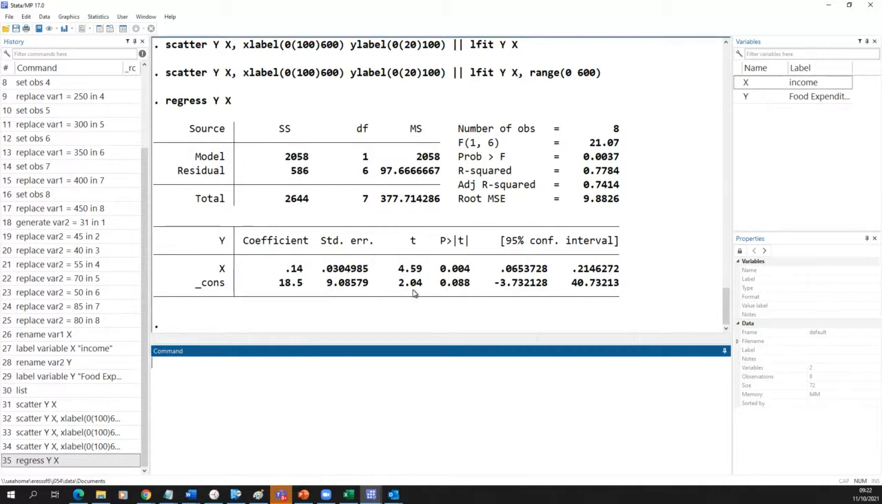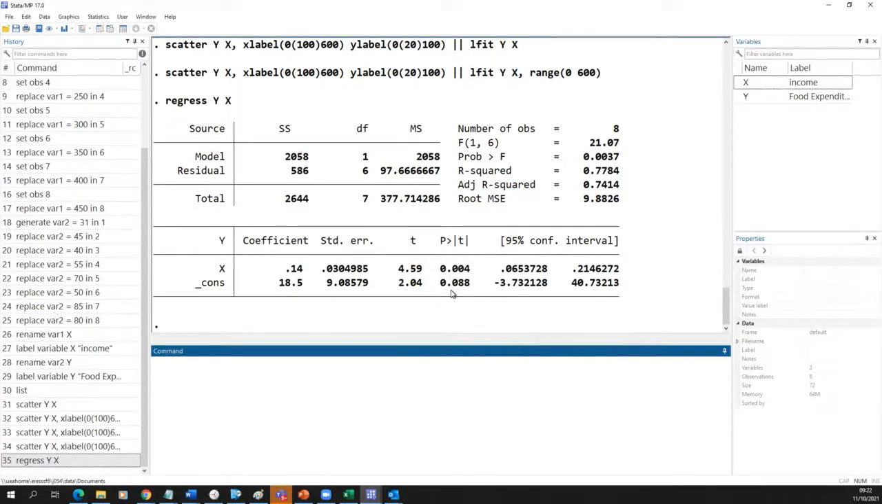And here we have the t ratios. Notice that the t statistics or t ratios are the coefficient divided by the standard error. So 0.14 divided by 0.0304 is 4.59. That column divided by that column is that column. These are the t statistics. Then we have the p-values.